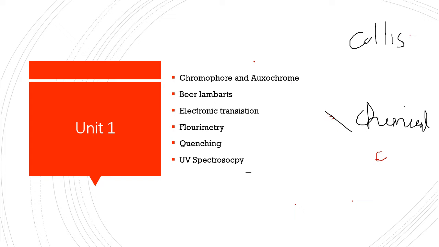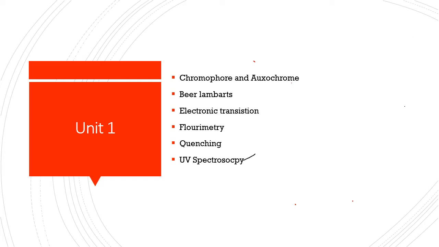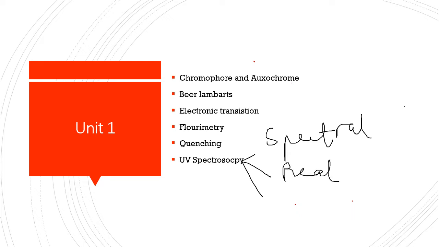In UV spectroscopy, what is remaining is the deviations. There are three deviations that you need to remember from Beer-Lambert's law. And when will it deviate? When the solution is too dilute or the solution is too concentrated. Real, spectral or chemical. These are the three deviations.